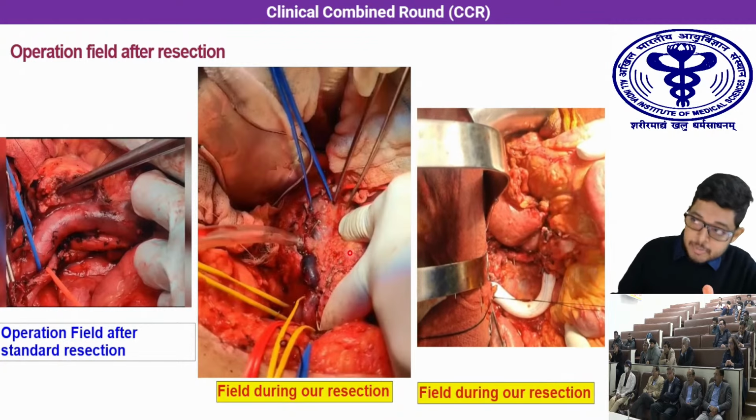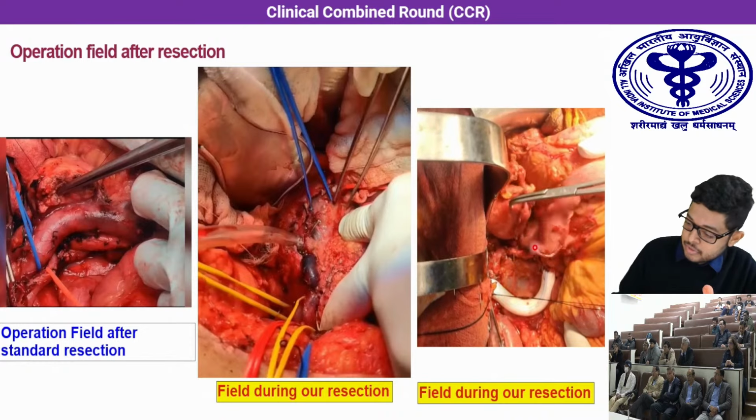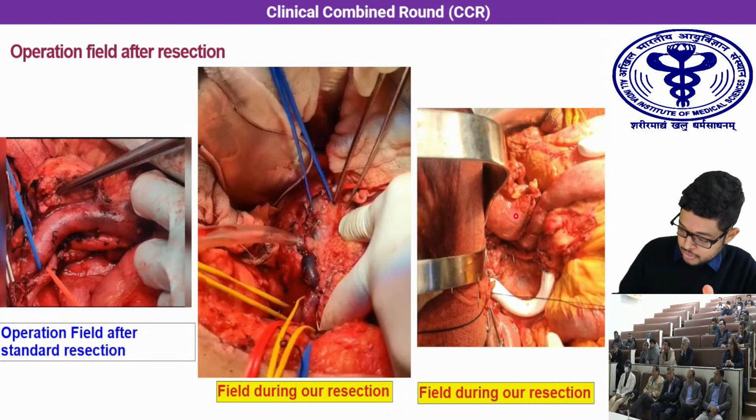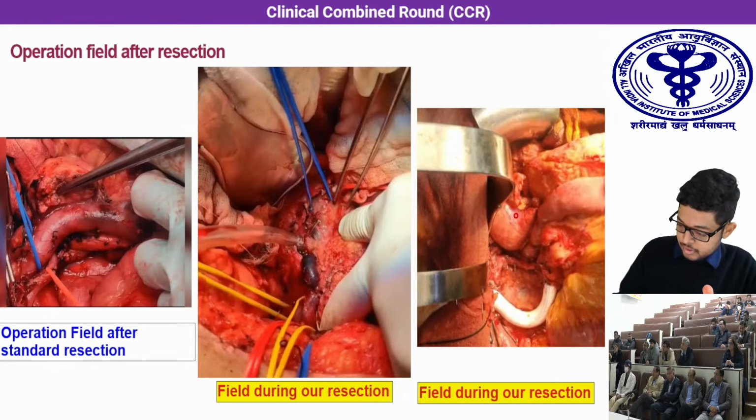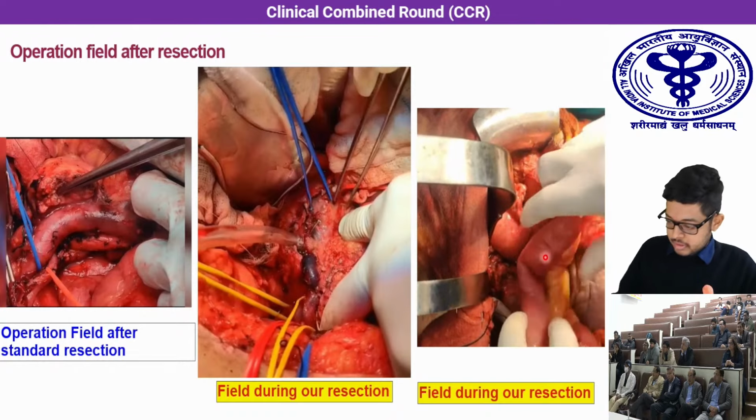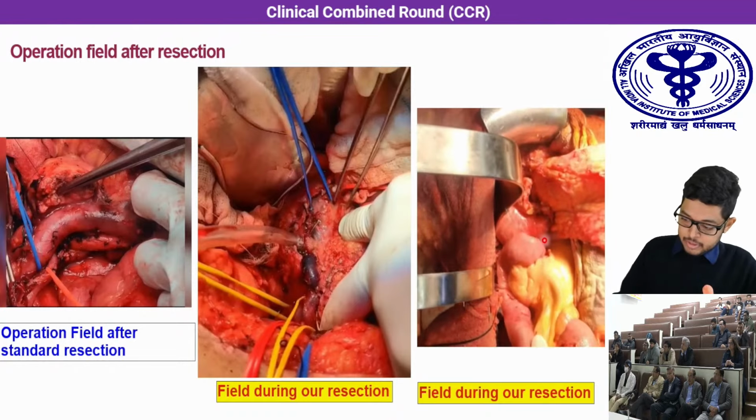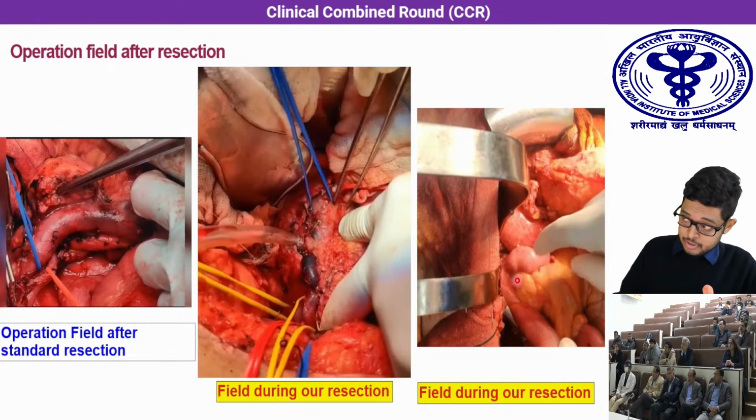Finally, after the resection has been done, this is the cut end of the jejunum. This is the cut end of the stomach. The lie of the bowel is good for doing a gastrojejunostomy and hepaticojejunostomy.